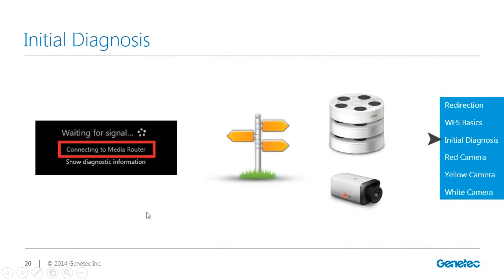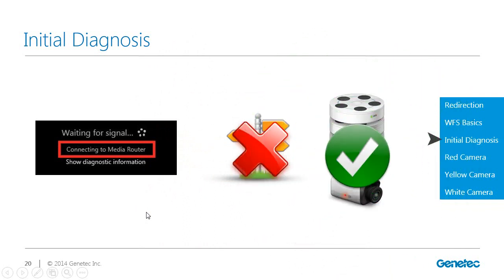This indicates the problem is in the first step of getting video, where the client contacts the media router to ask for the video stream. If you're seeing this message, we know the problem is focused on the media router, and the request for the stream isn't even getting through, so there's no need to look at the archiver or the camera.